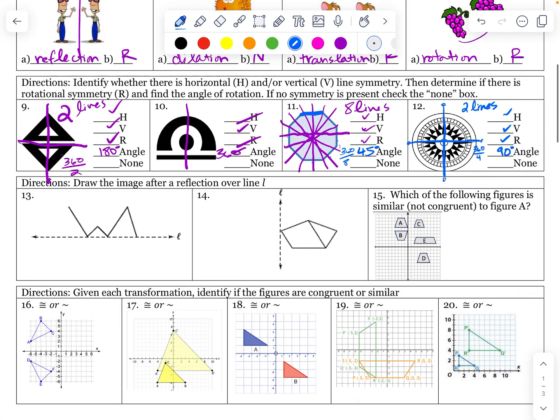All right, draw the image after reflection over line L. Okay, so you just have to make it look like a mirror image. That was close. It's not beautiful. That's okay. This one is a different line, so it goes up this way. Shoot, that's hard. Here, here, here, and that one's a little longer. Something like that. Not beautiful, but that's okay.